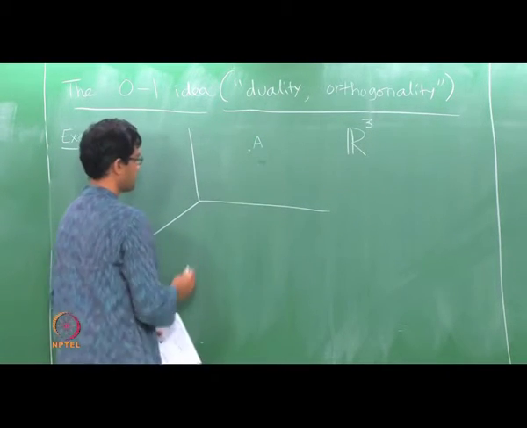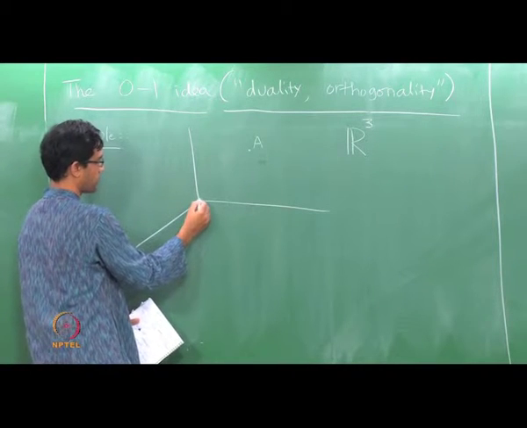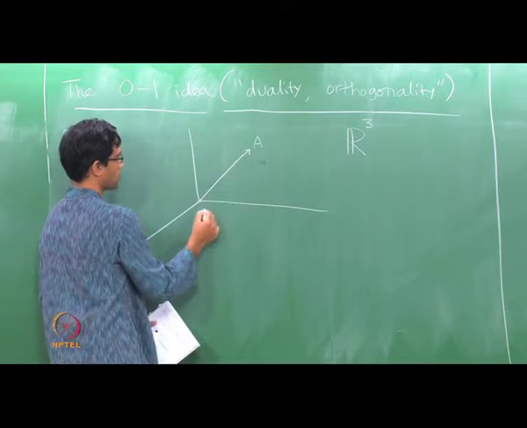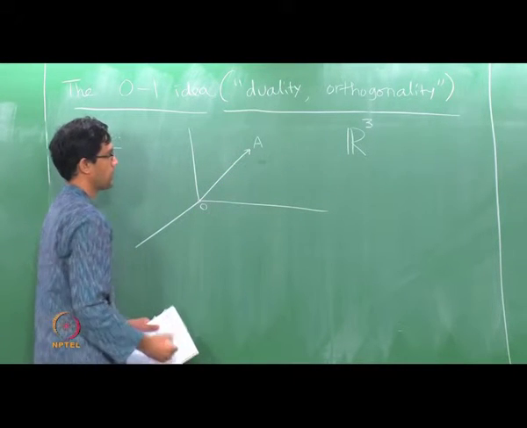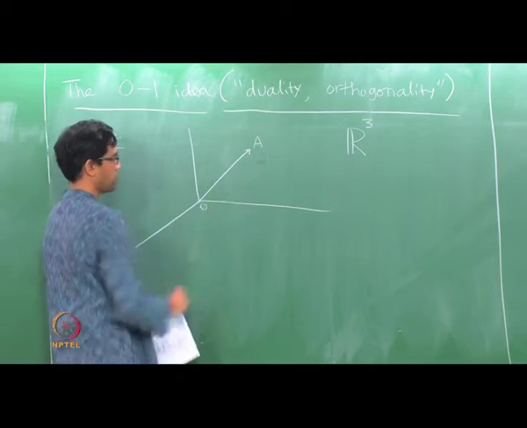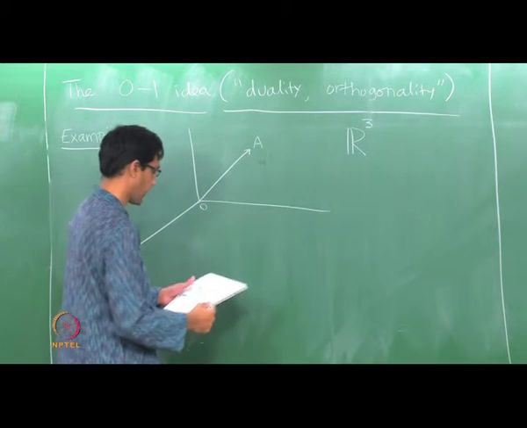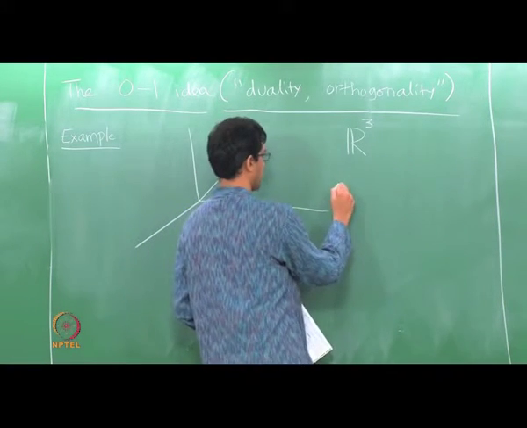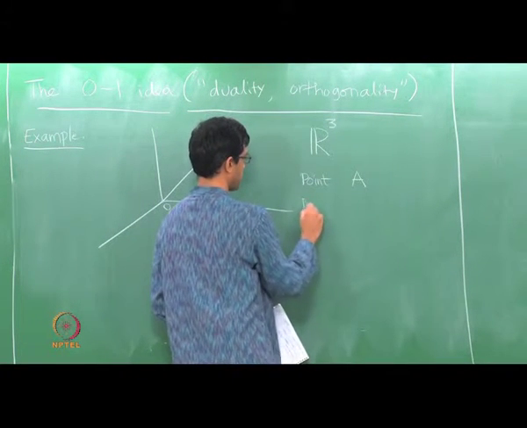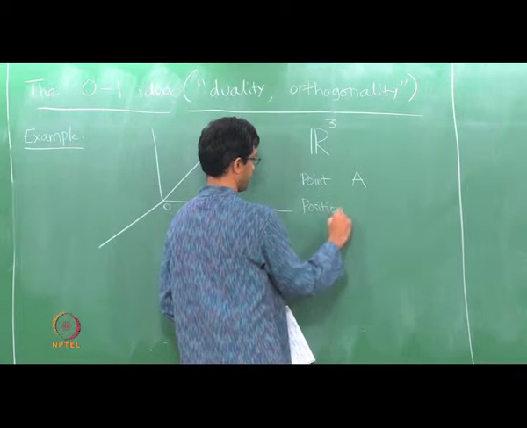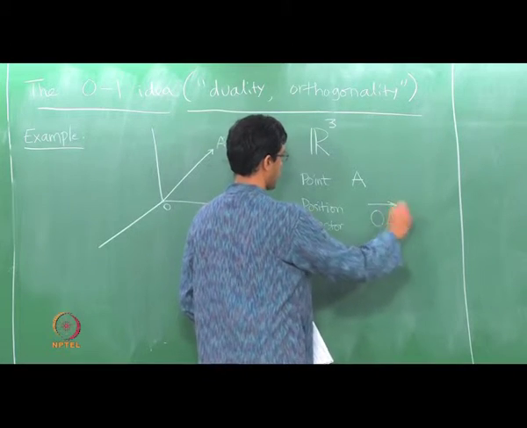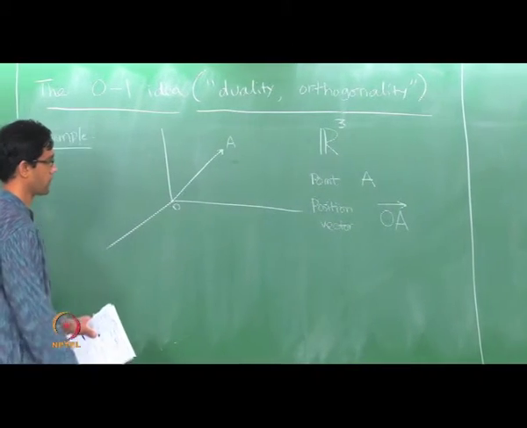So I have a point and the position vector of that point. By the position vector I just mean I join the origin to that point. Let us call the origin O. The position vector of the point A is the ray which points from the origin to the point A, and it is usually denoted OA.